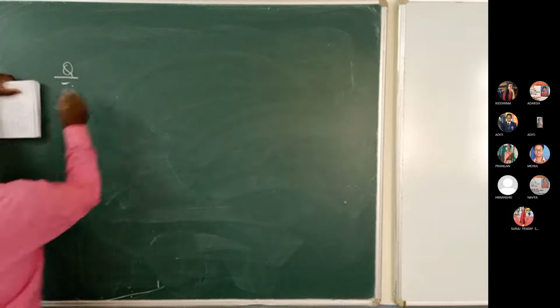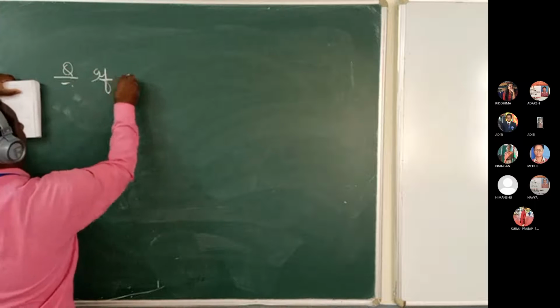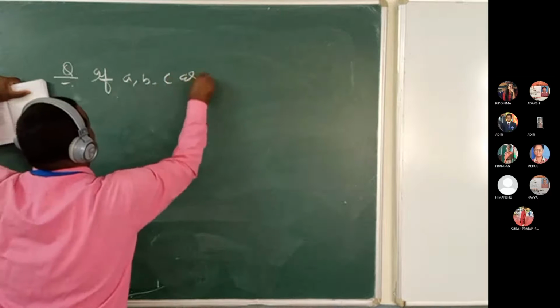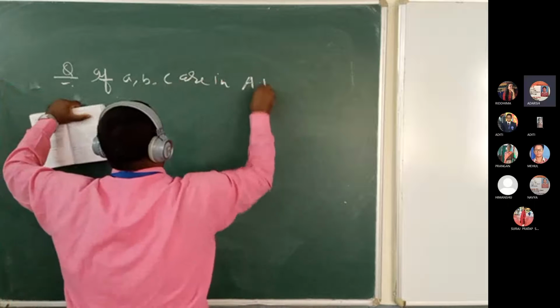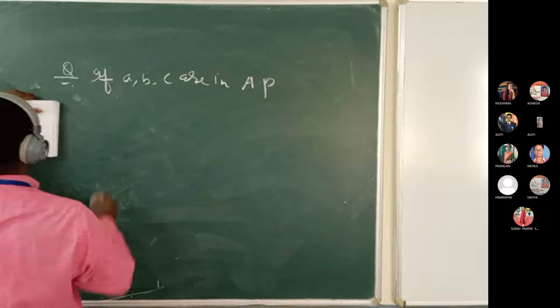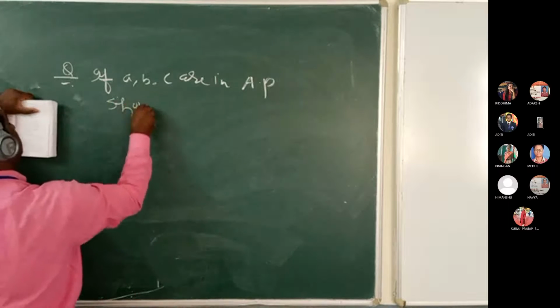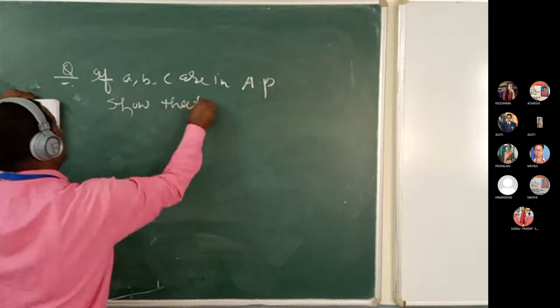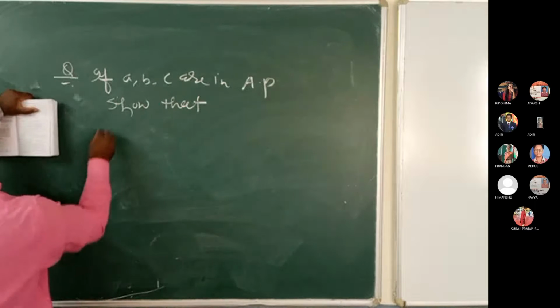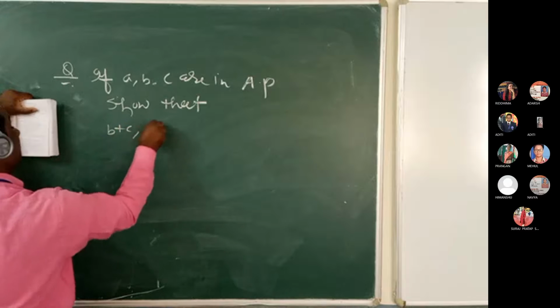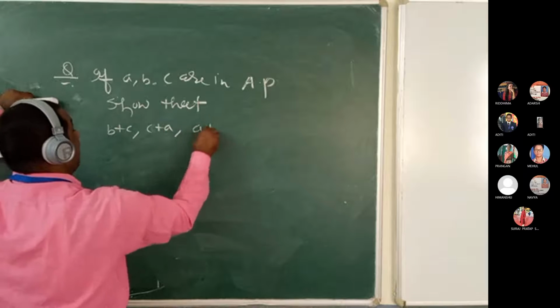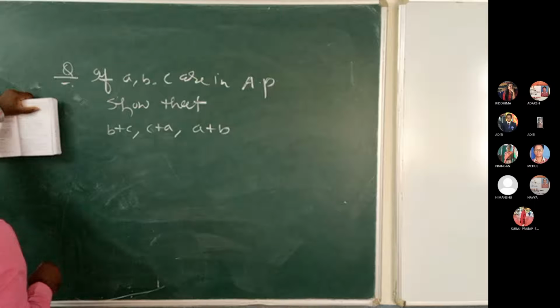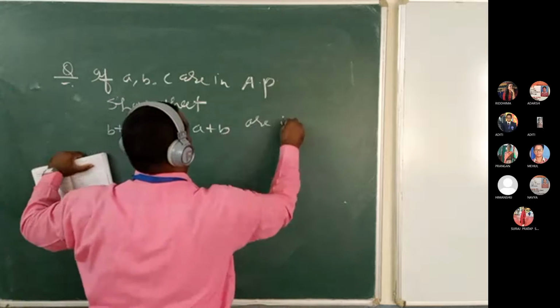First question. If A, B, C are in AP, prove that B plus C, C plus A, A plus B are in AP.